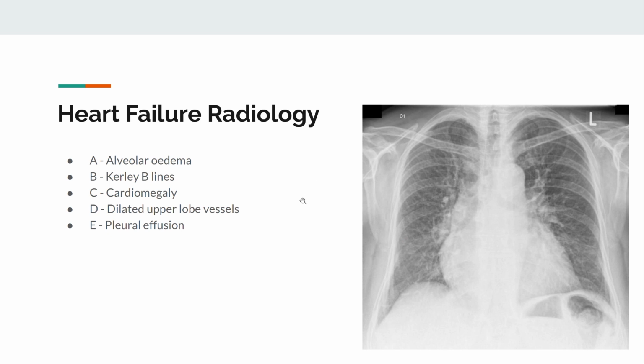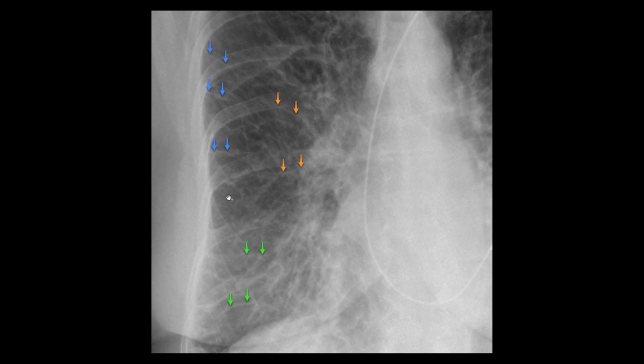Heart failure is another good chest X-ray to understand, and it's got its own system of A, B, C, D, E, with alveolar edema, with those air bronchograms and things, curly B lines, cardiomegaly, dilation of the upper lobe vessels, or what we call cephalization of vasculature, and pleural effusions associated with all of that pulmonary edema.